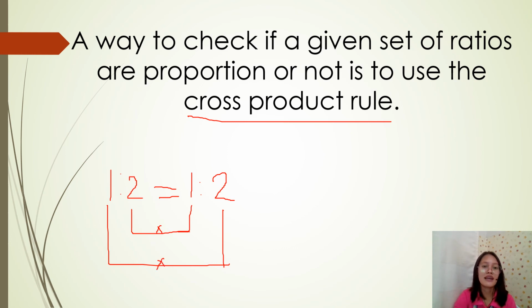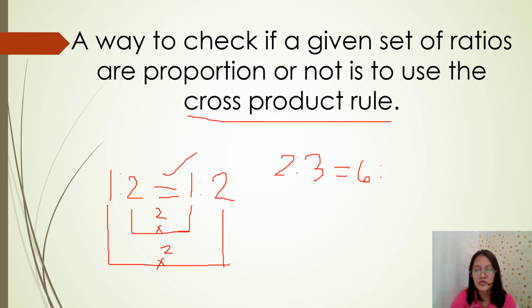So, try natin. 1 times 2, that is 2. And then 1 times 2, that is 2. Therefore, they are proportion. Let's try another example. Let's say we have 2 is to 3 equals 6 is to 9. So, tingnan natin if they are proportion or not by doing the cross product.